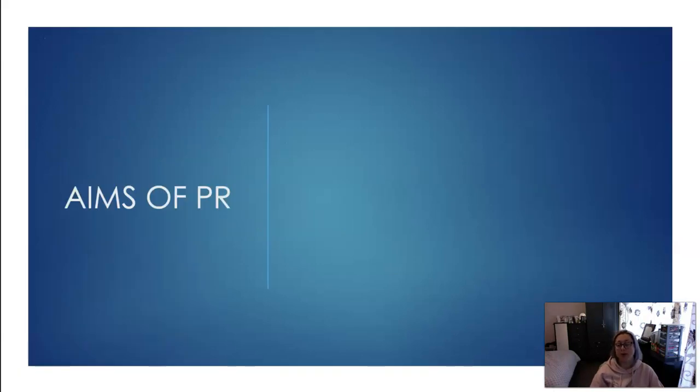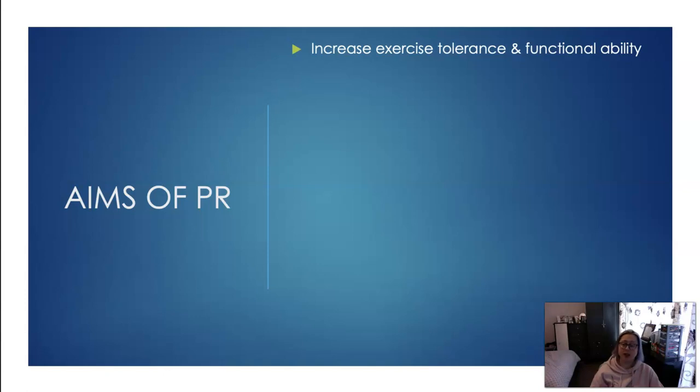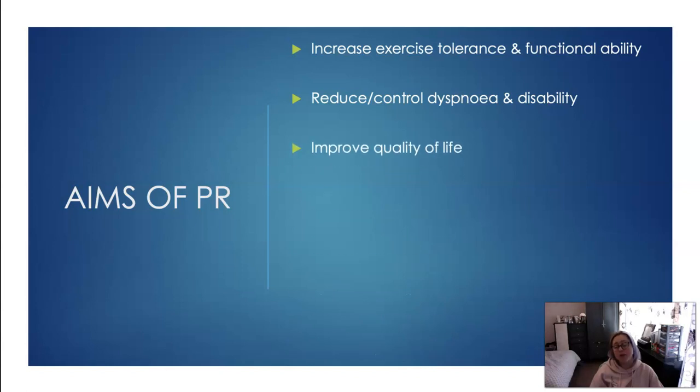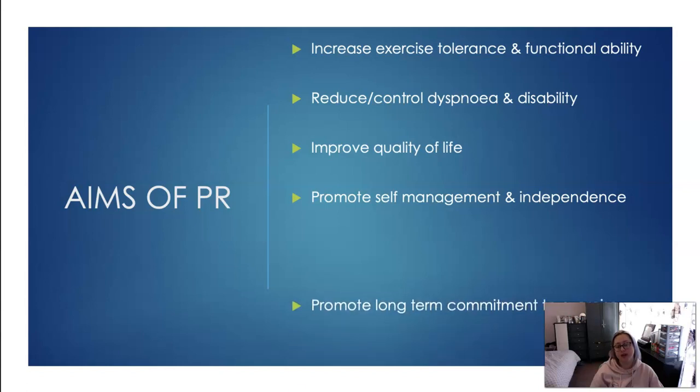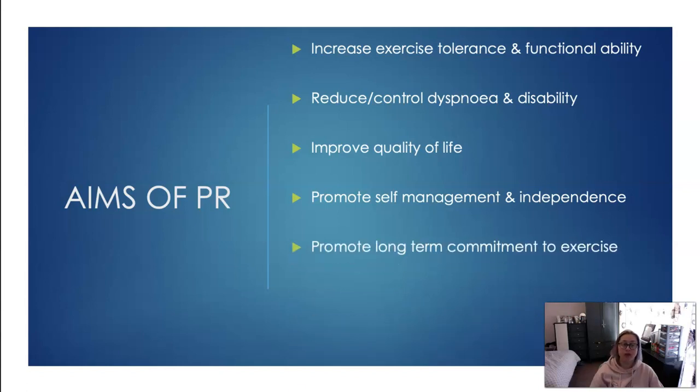So the aims of pulmonary rehab, we've got things like obviously increased exercise tolerance and functional ability, reduce or control their dyspnea and disability, improving the quality of life, promoting self-management and independence, promoting long-term commitments to exercise, and therefore reducing hospital admissions and the costs to the NHS.